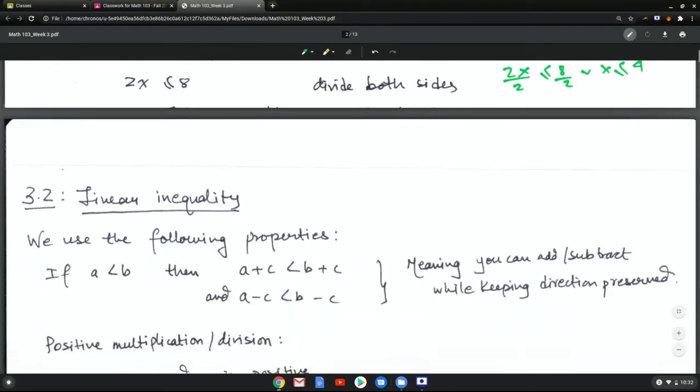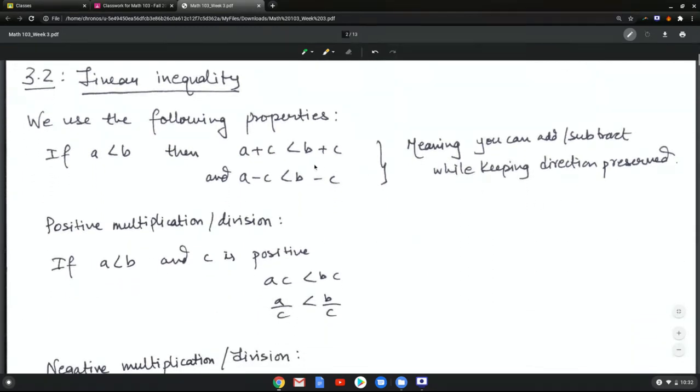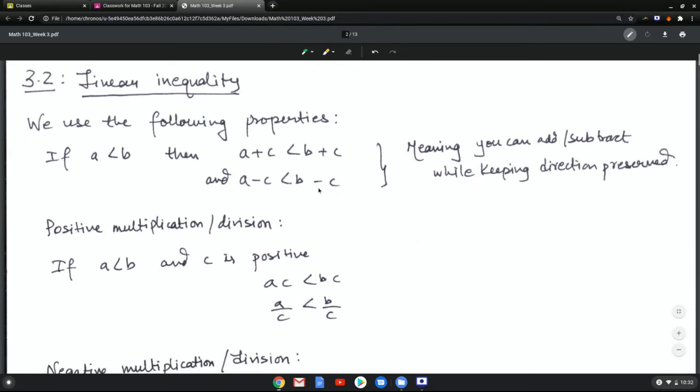Now there are some properties of linear inequality that you can follow. If you add or subtract a specific number from both sides, the direction is preserved, meaning it's still less than. Now you can verify. For example, 3 is less than 10, and I add 2, and 5 is less than 12. And then you can check, I can subtract 2, 1 is less than 9, etc.